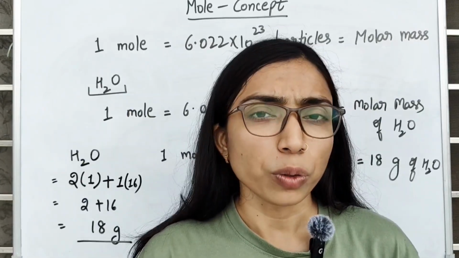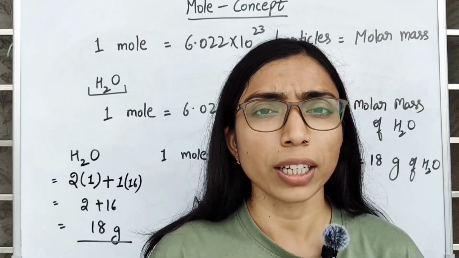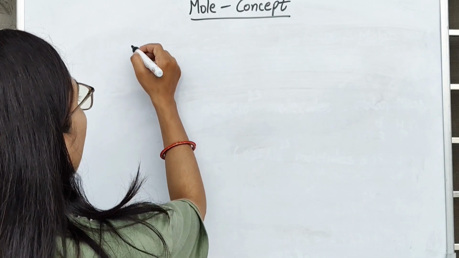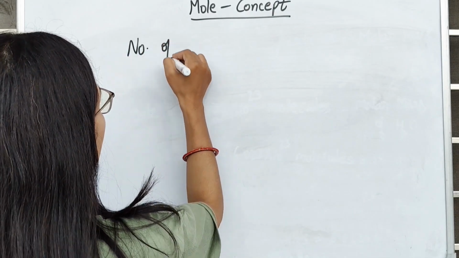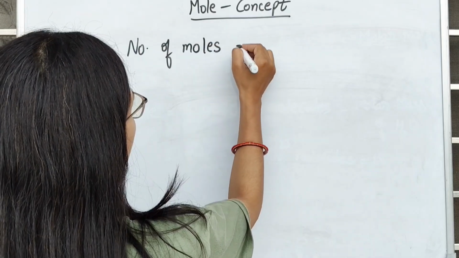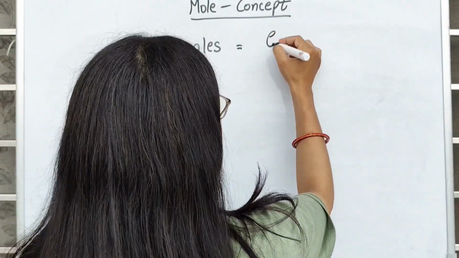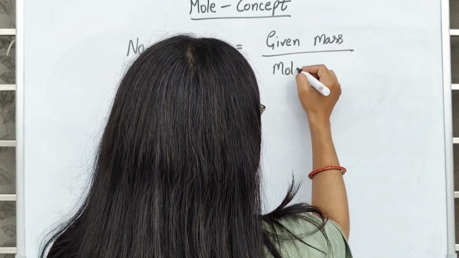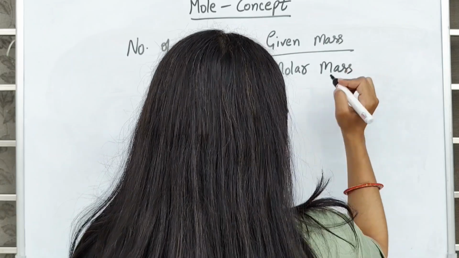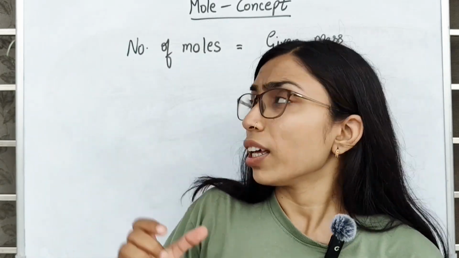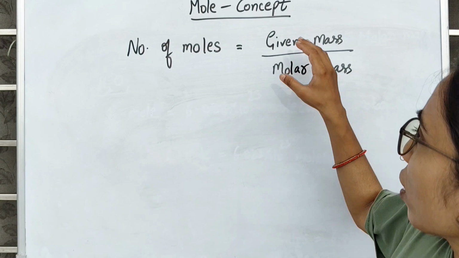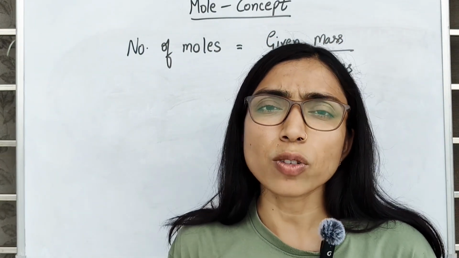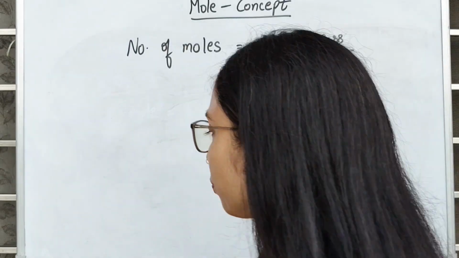Now we are going to learn the formula for how to calculate the number of moles if you are given the mass of the substance. The formula is: number of moles is equal to given mass upon molar mass. You can calculate the number of moles by this formula, given mass upon molar mass. Now we will solve a numerical based on this formula.